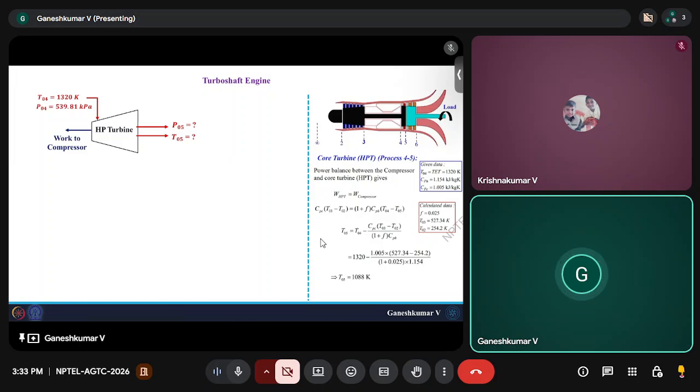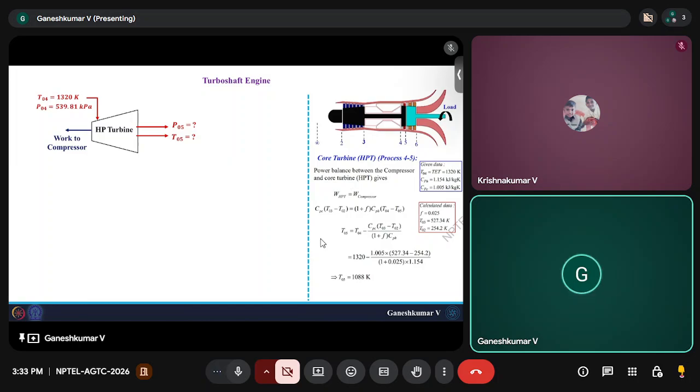The reason is your compressor pressure ratio has increased from 9.5 to 10.5. So therefore, a lot of energy needs to be extracted from the HP turbine. And if the energy extraction increases, you expect the temperature at the exit of the HP turbine to be slightly lower. What is also true is the amount of fuel that we added is also less. So the entire turbine is operating at a lower mass flow rate compared to the lecture problem, and it has to deliver higher work. So in that way, we should expect T05 to be lower than 1088 Kelvin.